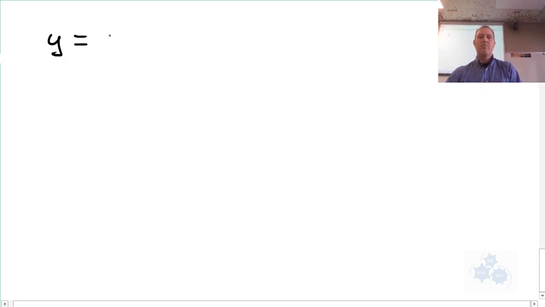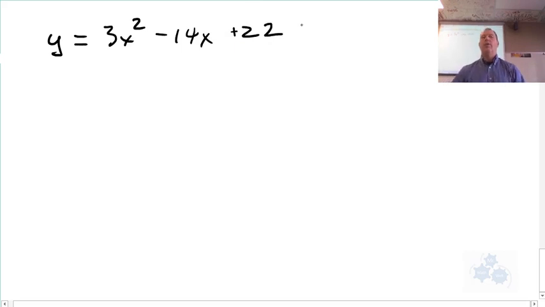How about this? Y equals 3x squared minus 12x. Oh, no, I don't want to do that. That's too easy. Minus 14x. Ooh, this is going to be really hard. Plus 22. Oh, ouch. Wow. This is going to be tough. You guys are probably just going to be crying after this one.